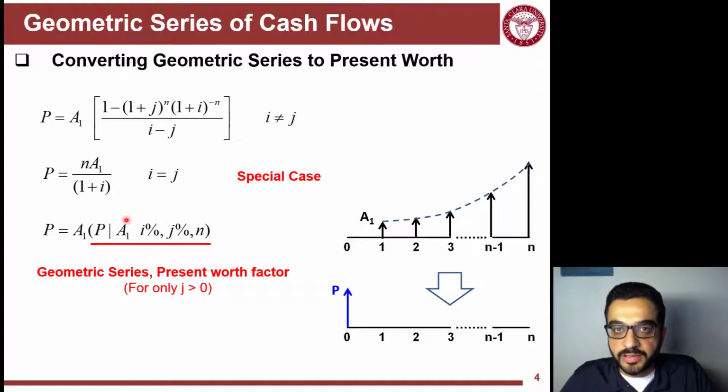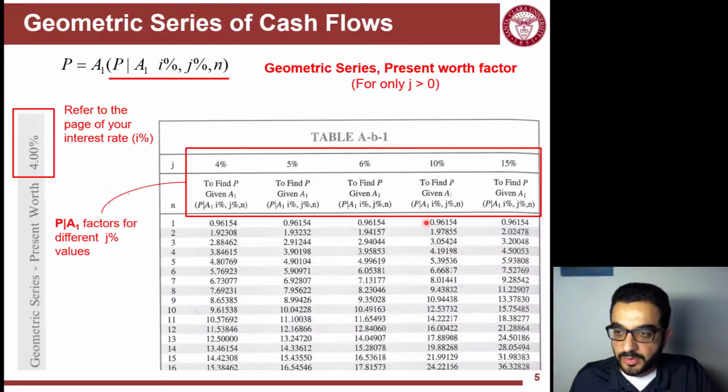So if I want to calculate the present worth of a geometric series, I represent the geometric series with its first cash flow, which is A1. So it's P given A1. And then you have two percentage values, i and j, and then n is the number of years or periods in that series. Now we're dealing with completely different pages than the interest tables used for P given F, F given P, P given A, and all the uniform series factors, and the gradient. Geometric has its own set of pages.